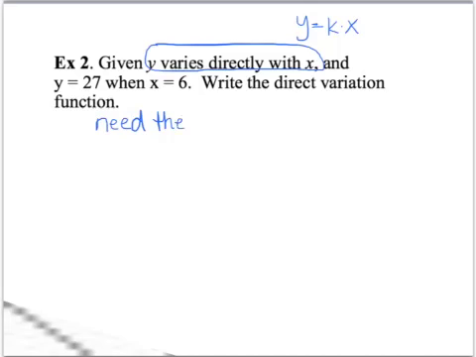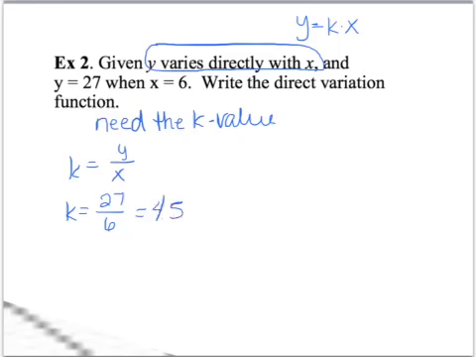How do I find the k value? If you remember, you simply need to divide y by x. So in this case, all I have to do is take 27 divided by 6. And that is going to give me 4.5. So my function is going to look like y equals 4.5x.